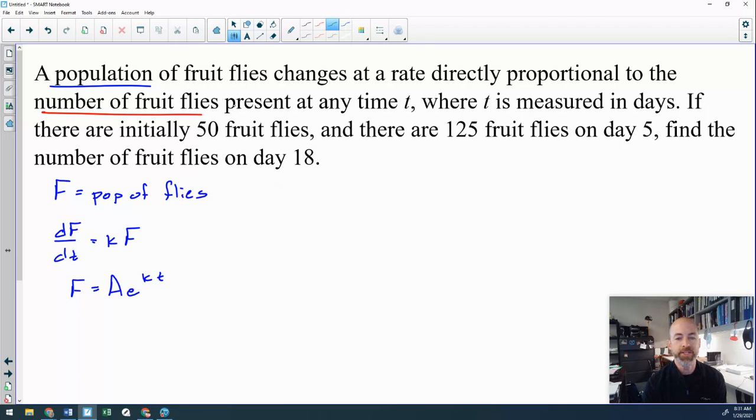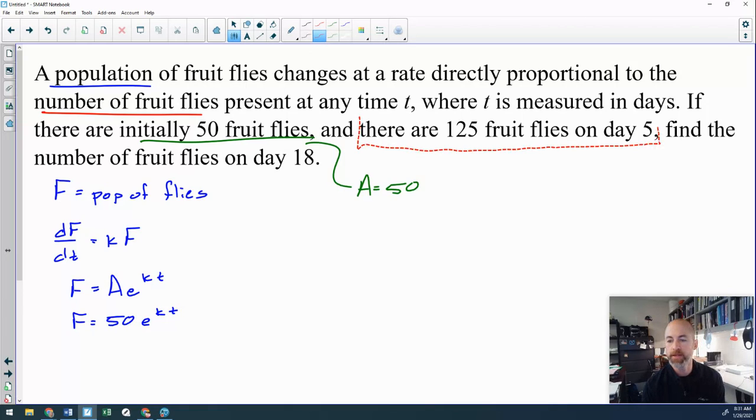There are initially 50 fruit flies. That is your initial amount. So I know that A is 50. So now I'm going to go down here and I will adjust my formula here. F equals 50 e to the kt. I still need to solve for k, and I can do that with this one. There are 125 fruit flies on day 5. So that tells me that F of 5 equals 125.